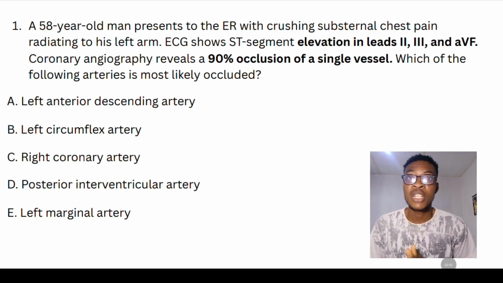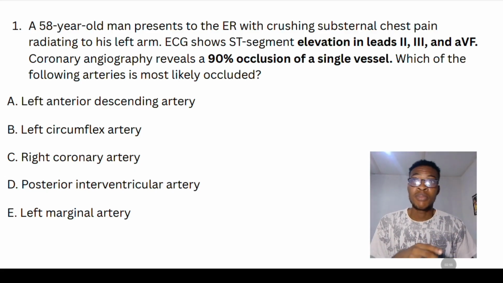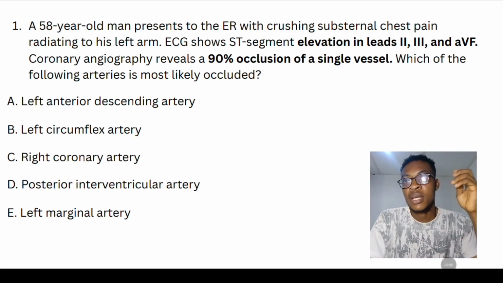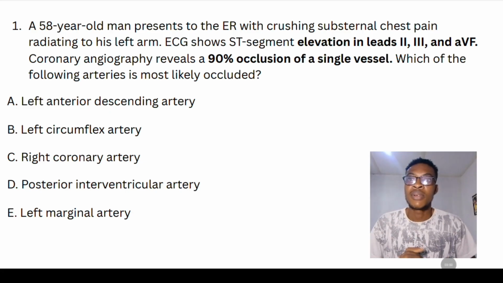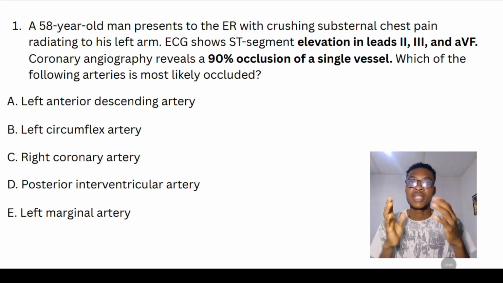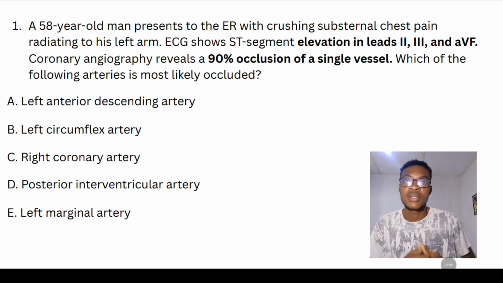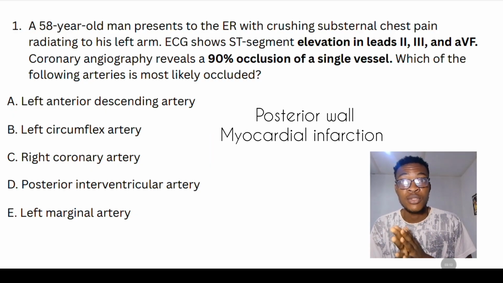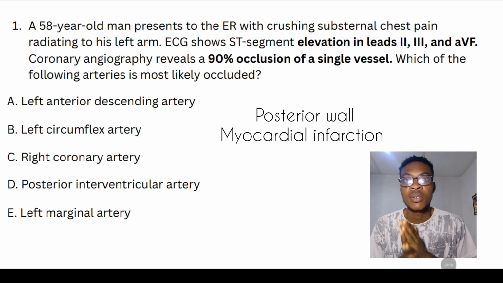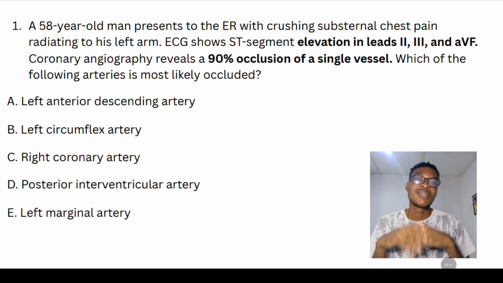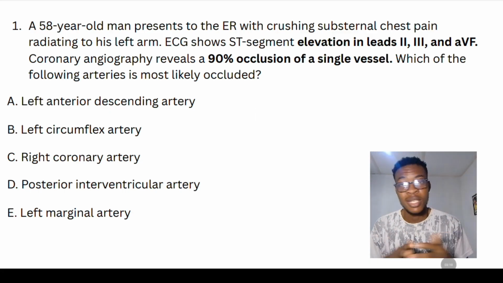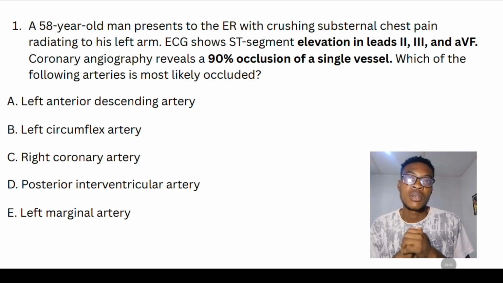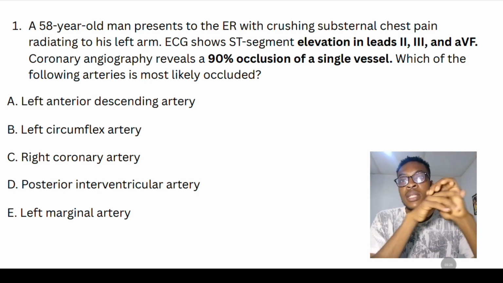The left marginal artery supplies the left part of the heart, and is a branch of the left circumflex artery actually. So the answer here basically is your right coronary artery, because it also supplies the inferior part of the heart, right near the diaphragm. Okay, so it's going to lead to your myocardial infarction, your posterior wall myocardial infarction. So the answer is your right coronary artery, and in around 70 to 80% of the population, it supplies the inferior part of the heart. So that's the correct answer.